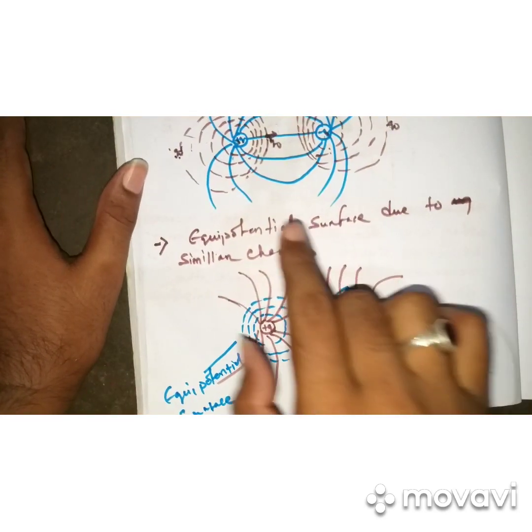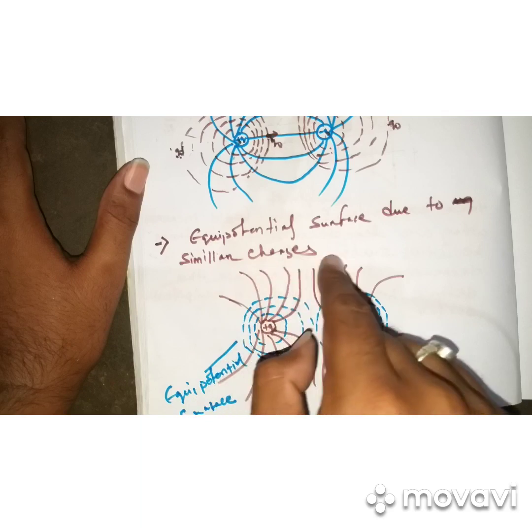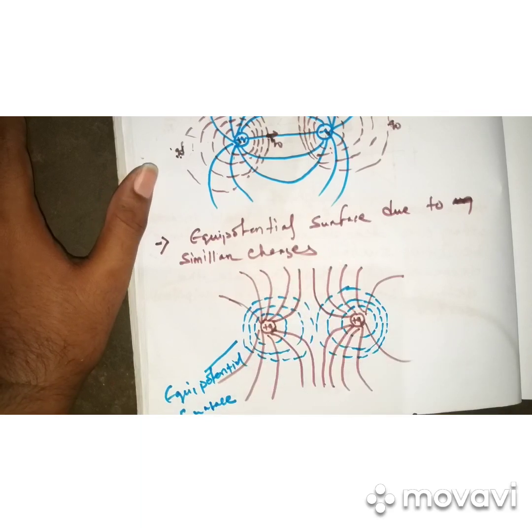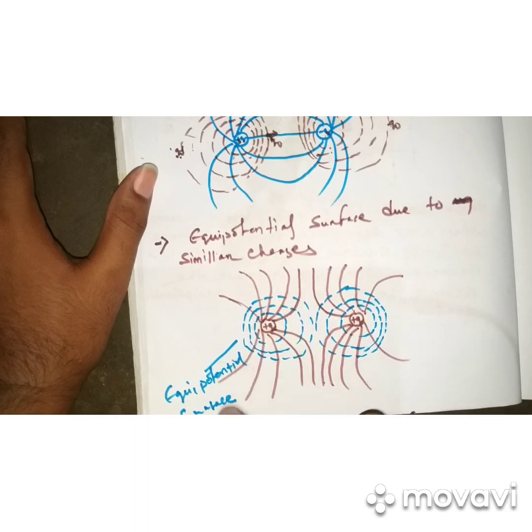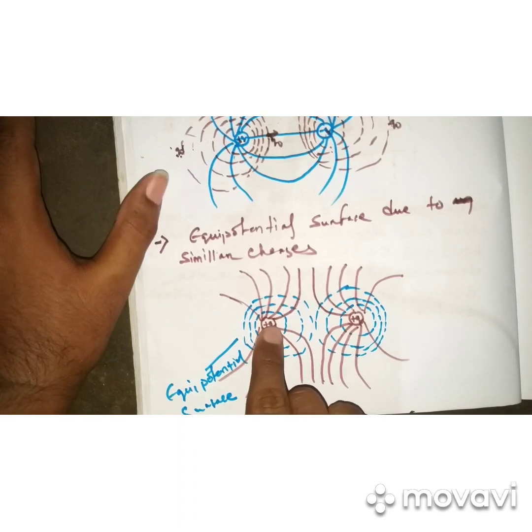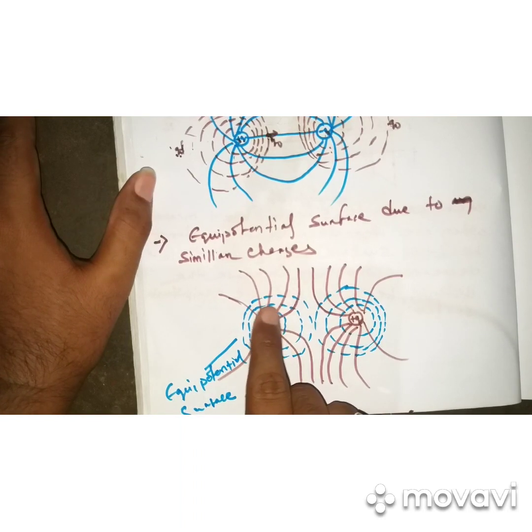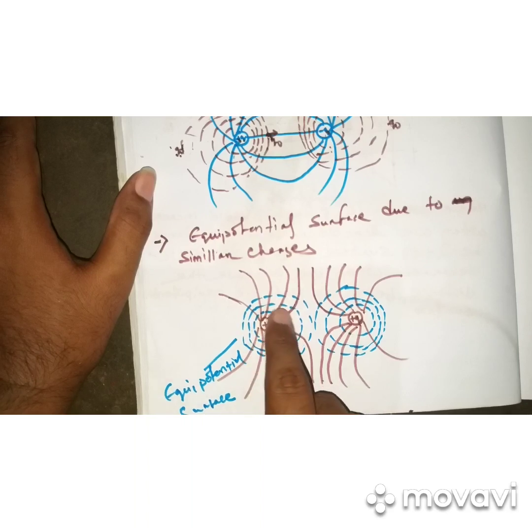Now next point, equipotential surface due to similar charges. Here this is the plus q charge, and this is the plus q charge, so they radiate electric field lines radially outwards like that. Here due to the plus q charge, the equipotential surface becomes spherical like that.